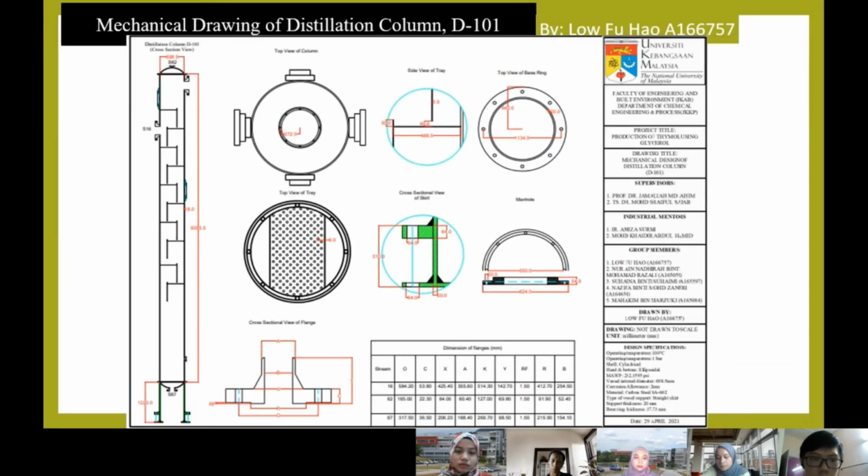So here is the mechanical drawing of the distillation column. We have the cross-section view of the distillation column, top view of the column, side view of the tray, top view of the base ring, top view of the tray, cross-sectional view of the skirt, manhole, and cross-sectional view of the flange, and the dimensions of the flange, with the standard I used.